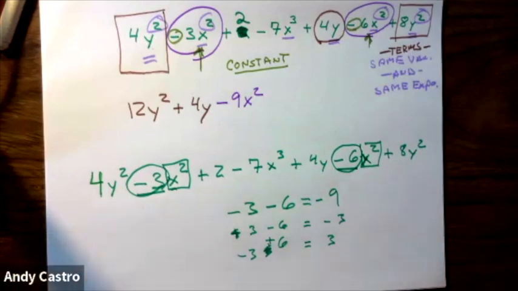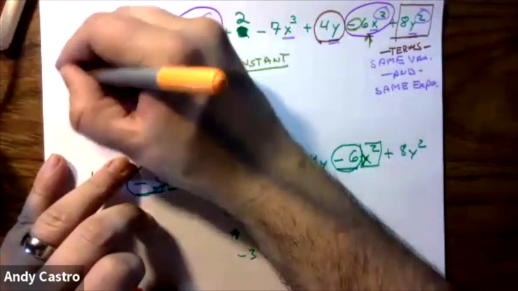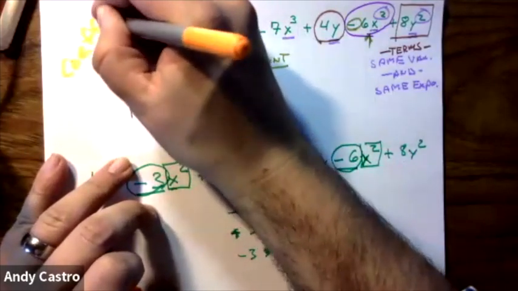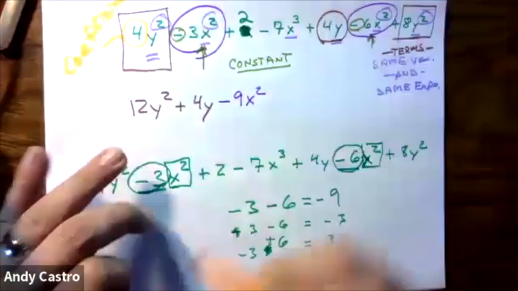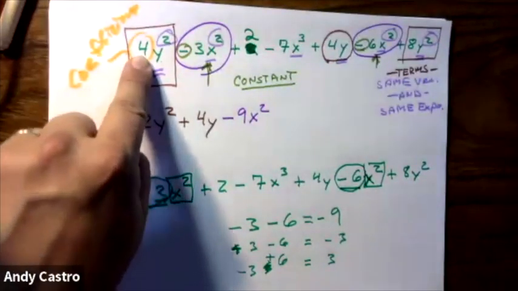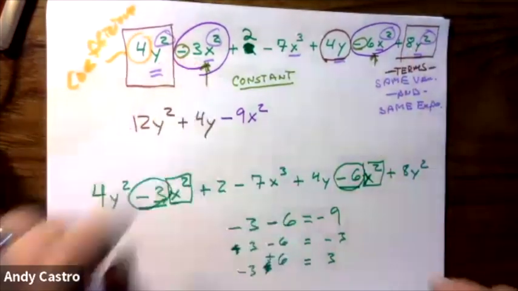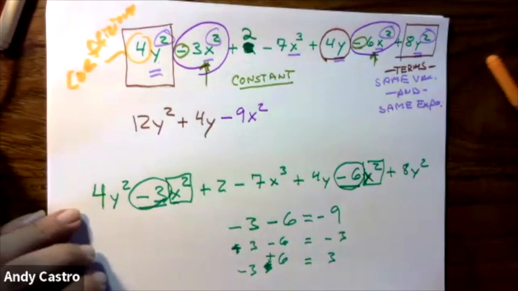Okay. Yeah, we don't care about the number in front of it. Now, we'll talk about this tomorrow, but the number in front of it has a name. It's called a coefficient. Okay? And we're combining the coefficients, right? We're combining the 4 with the 8, the negative 3 with the negative 6.